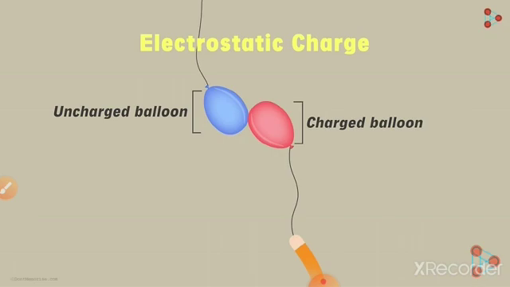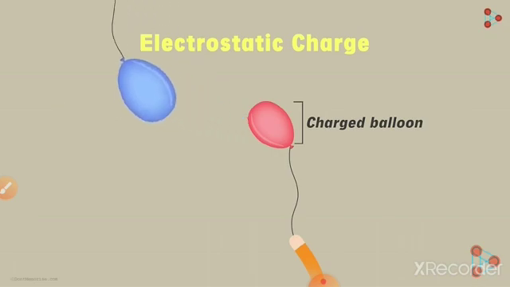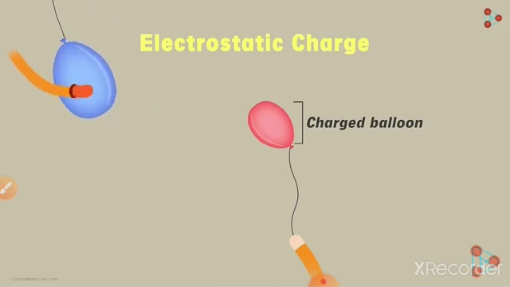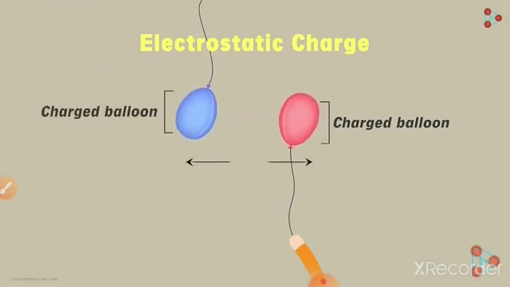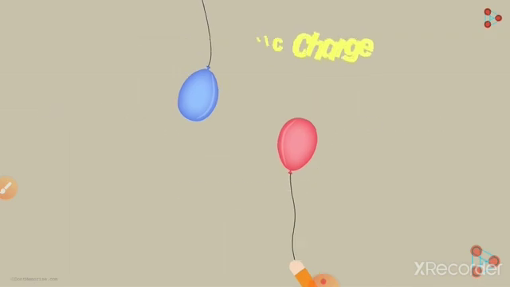Now again, if we rub the woolen cloth over the first balloon, it also becomes charged. Some electrostatic charge has been created, and now if we keep both charged balloons close, they will not attract each other, they will repel. So some force of repulsion is created. Why? Because both balloons have become charged. If objects or bodies with the same charge come closer to each other, they repel each other.